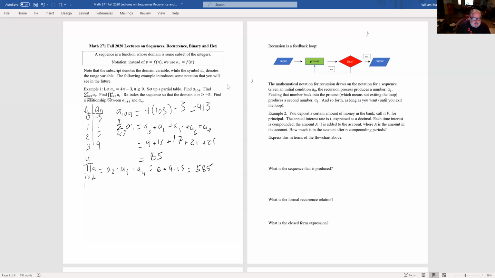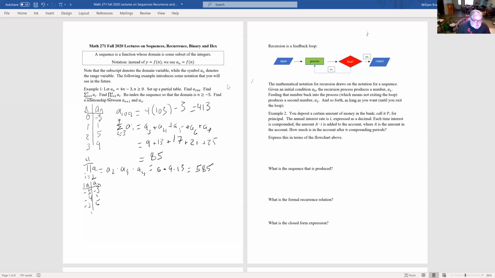Re-indexing the sequence: the domain is n greater than or equal to minus 5. So right now we're starting with n equal to 0. You plug in 0, you get that. What we want to be able to do is to say instead, what's a formula if we're starting with n, and we want to start with minus 5, minus 4, minus 3, dot, dot, dot. And we want the same numbers to come out: minus 3, 1, 5, and the next number is 9, etc. So how do we move those over?